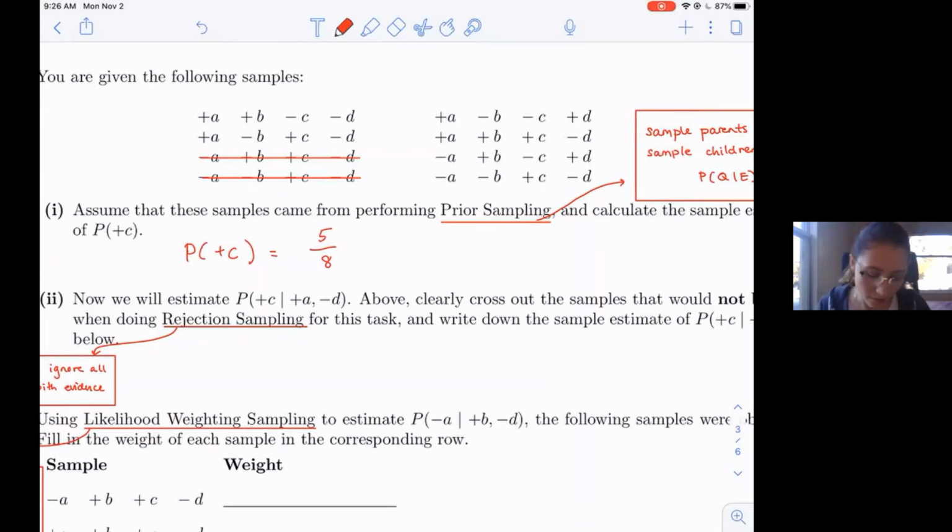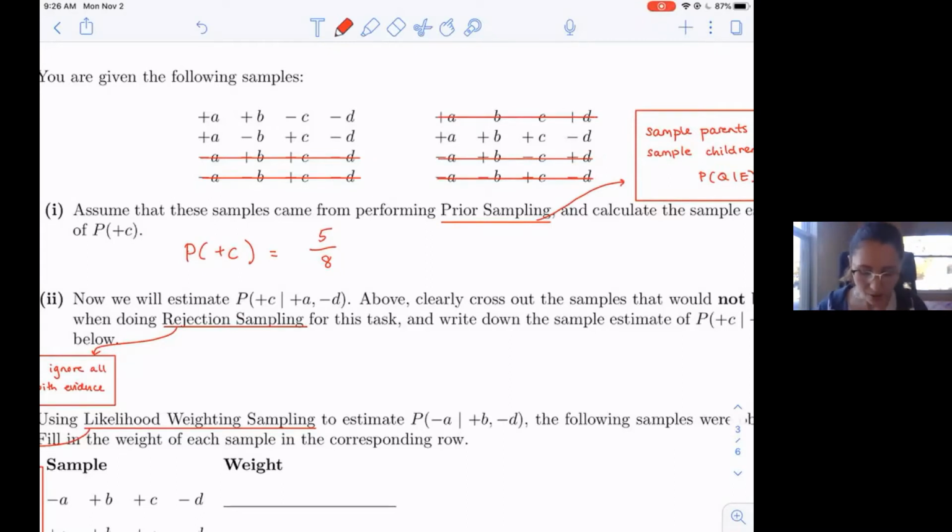Then here we have plus A and plus D, so that's again not consistent with our evidence of minus D. This next sample here is consistent with our evidence. It has plus A and minus D. But now these last two are also inconsistent. So we're going to cross those out. So all we're left with are these 3 samples that are consistent with our evidence.